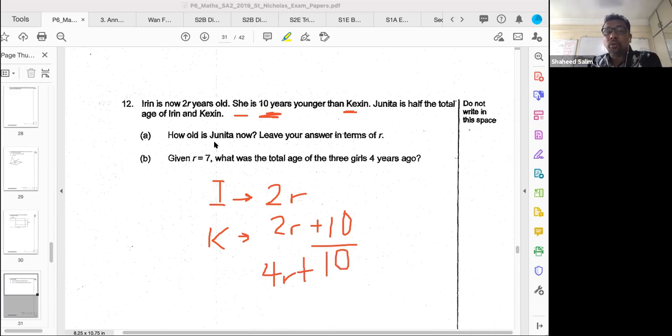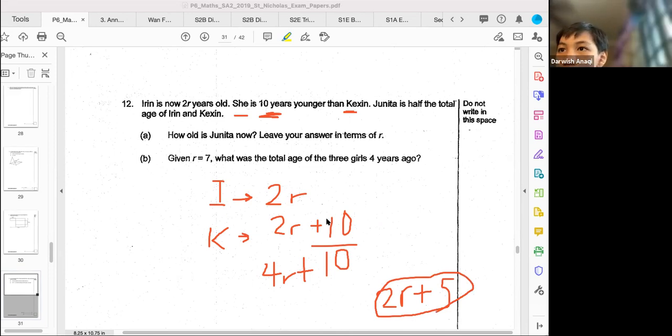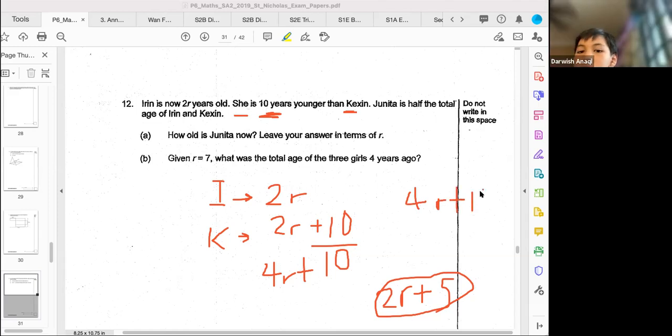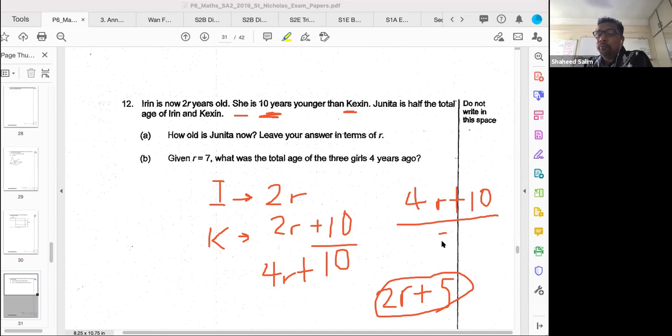Then how? This Junita, she's half the age. What is half of 4R? 2R. What's half of 10? 5. So Junita is 2R plus 5. You get it or not? Darwish, you get it or not? Yes. So do you also put it in fraction? Fraction, can. How like that? 4R plus 10 over 2. Okay, yeah, can. But now I'm teaching you, if you both can divide, you divide. If cannot, you leave as fraction. Let's say this one is 5, then you leave as fraction. But if both can divide now, you get 2R plus 5. But this is also acceptable.